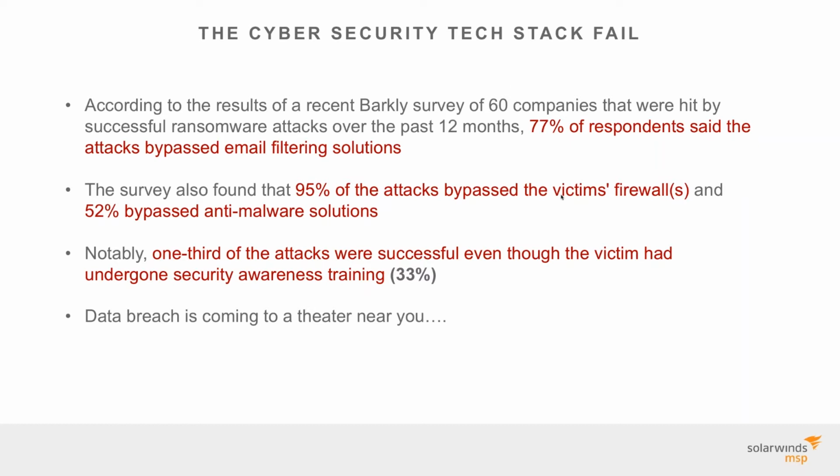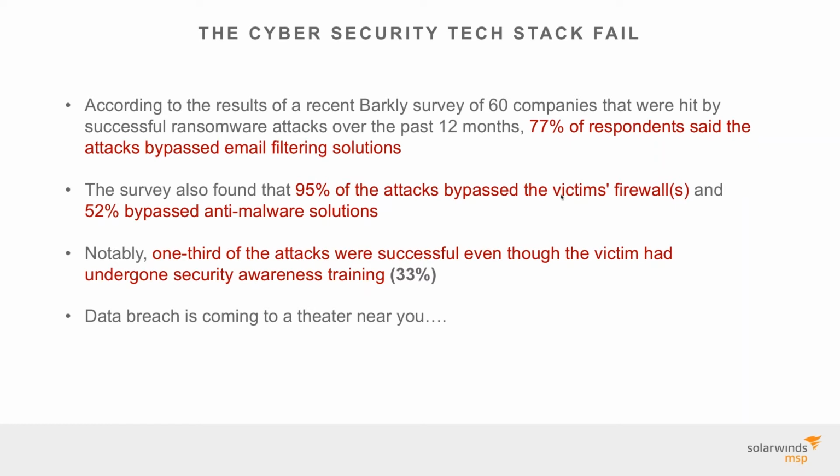The survey also found that 95% of the attacks bypassed the victim's firewalls and 52% bypassed anti-malware solutions. Again, no firewall is perfect, no AV solution is perfect. That's why you have to put these in layers. And then 1/3 of the attacks were successful even though the victim had undergone security awareness training.